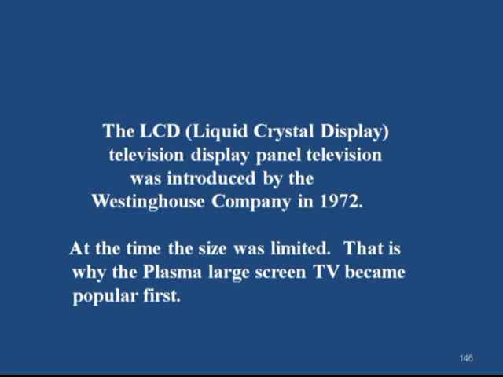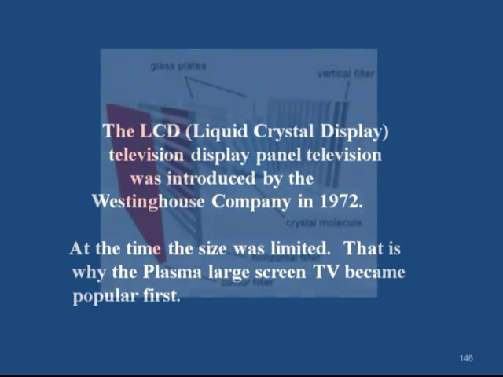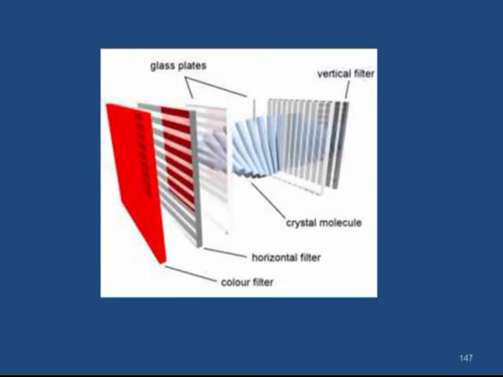Now this is a typical 42-inch plasma television. The LCD, or liquid crystal display, television display panel was introduced by the Westinghouse Company in 1972. At the time, the size was limited. That's why the plasma large screen TV became popular before the LCD screen. Much simpler device.